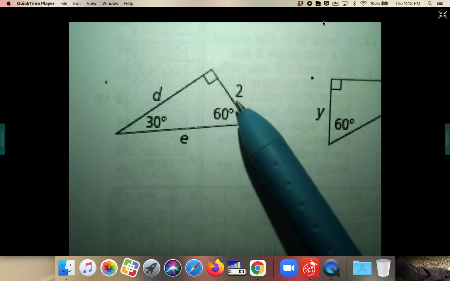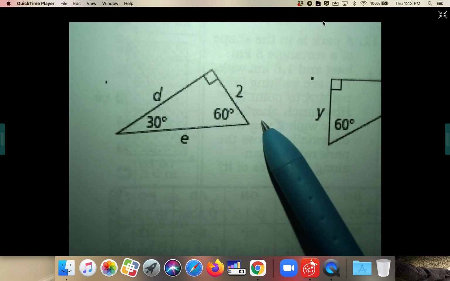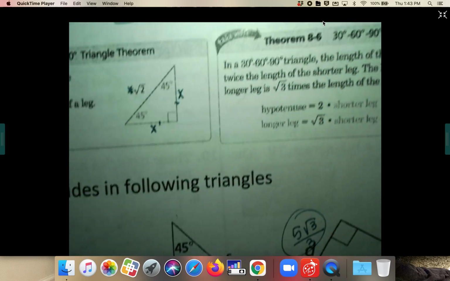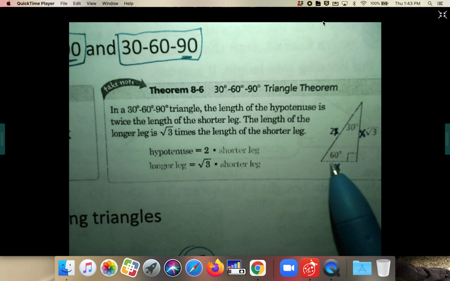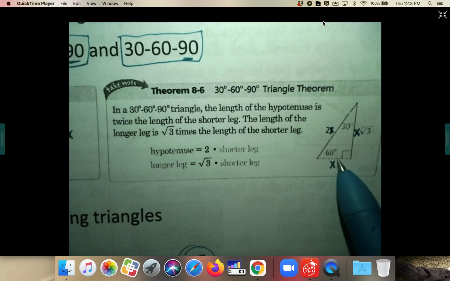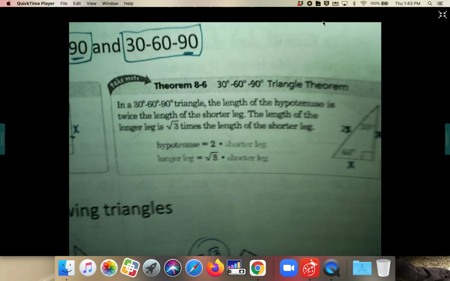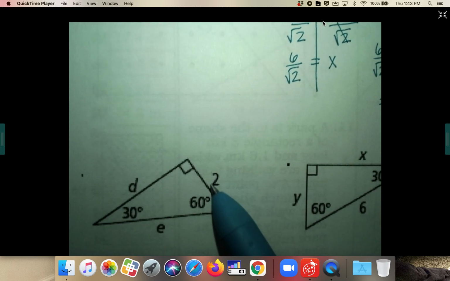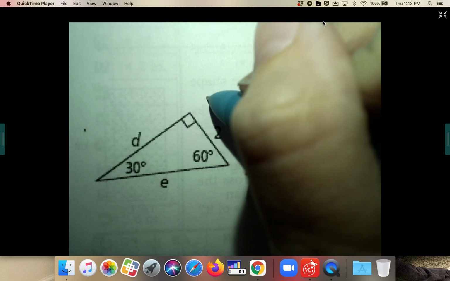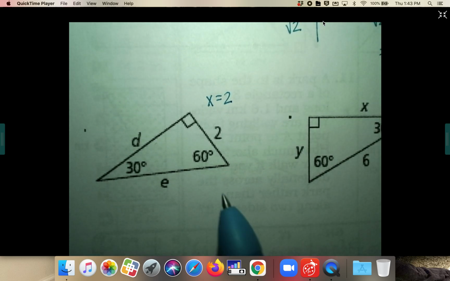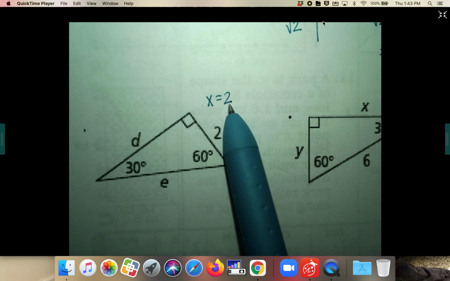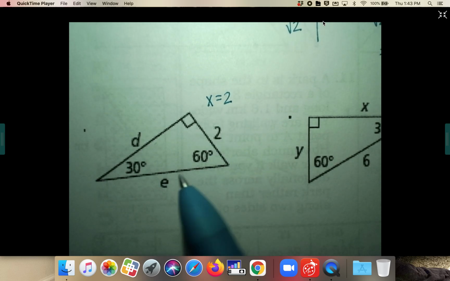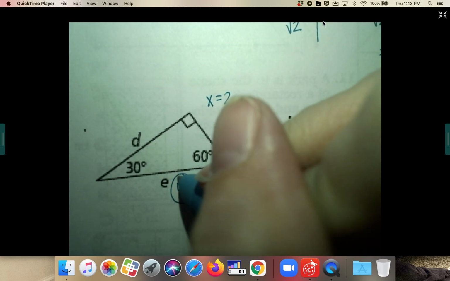And we don't know anything except the short leg. So let's look at the short leg. The short leg is x. Oh, thank goodness. So x is the short leg, and we know that x is 2. So if we know that x is 2, we know that our hypotenuse is 2 times our x. So 2 times 2 would make this 4.